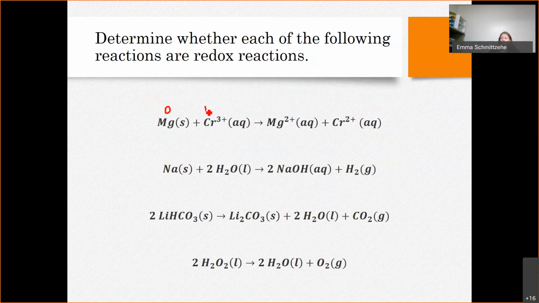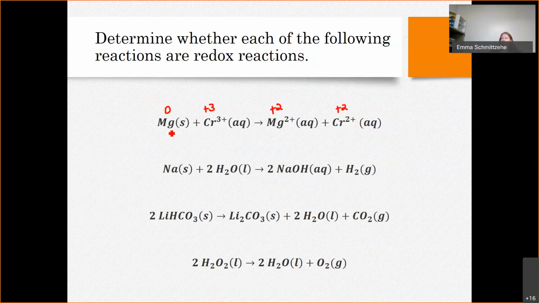And so it's a +3 because it's a monatomic ion, so the charge is the oxidation state. Same with the magnesium ion. It's a monatomic ion, the charge is the oxidation state, okay? And then the chromium 2 ion, again, monatomic ion, the charge is the oxidation state.